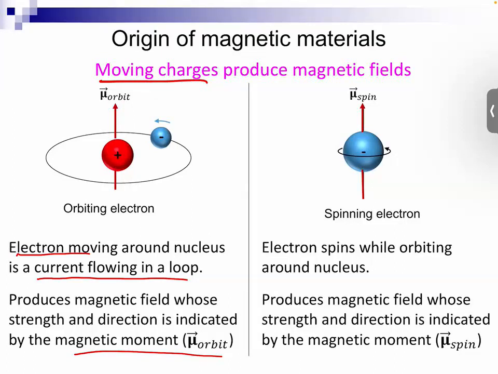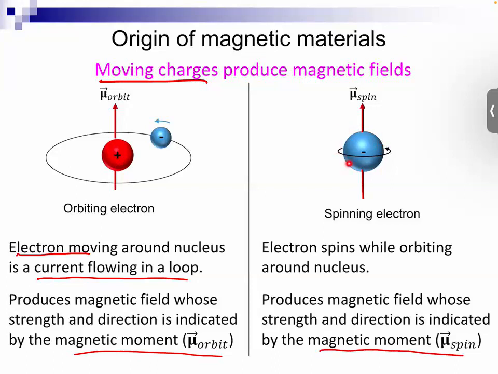But at the same time, as the electron is orbiting the nucleus, it's also spinning around its own axis. So there are two kinds of motion here for the charge. You have the orbiting of the electron, and at the same time, you have this spin as the electron spins around its own axis. Again, the key idea is whenever you have a charge that's moving, it creates a magnetic field. So even the spinning of the electron will create a magnetic field.